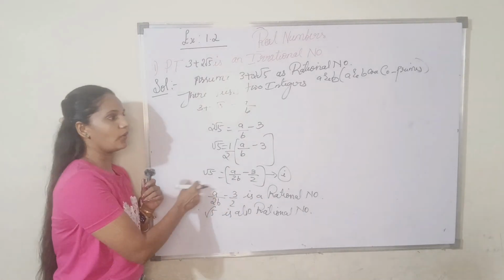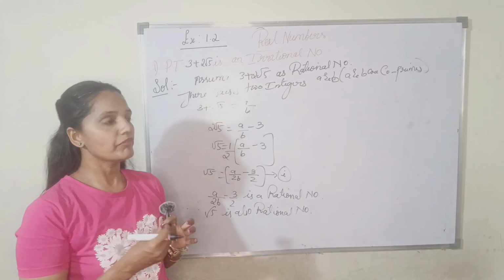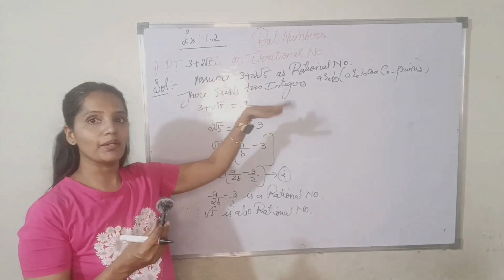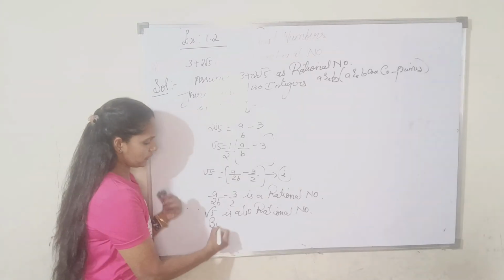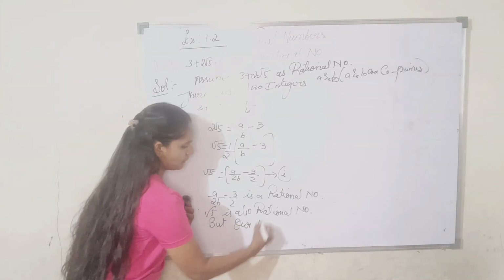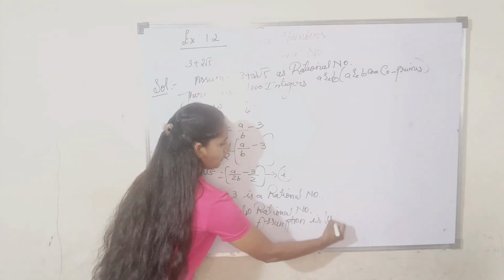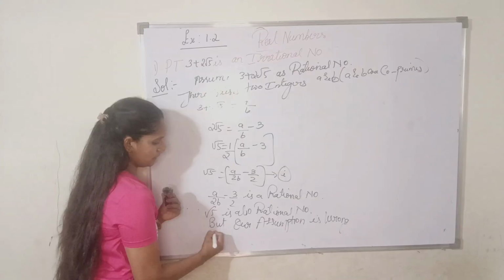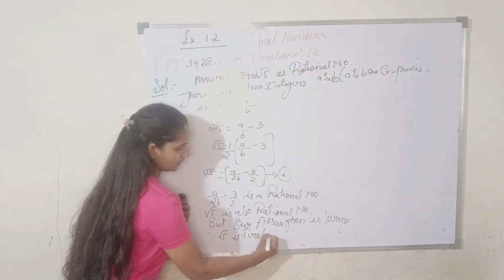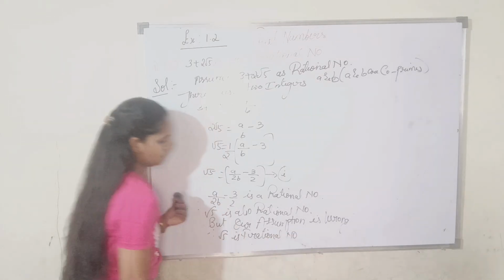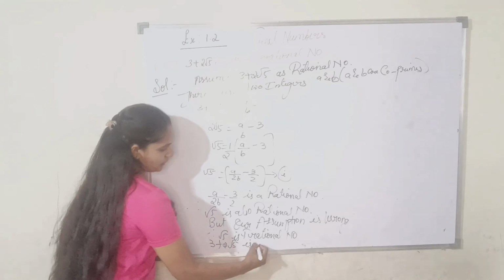But this is wrong. What is root 5? We know that root 5 is an irrational number. But we tried to prove it by taking the reverse order, that is, as a rational number. So our assumption is wrong. Therefore, root 5 is an irrational number. So 3 plus 2 root 5 is an irrational number.